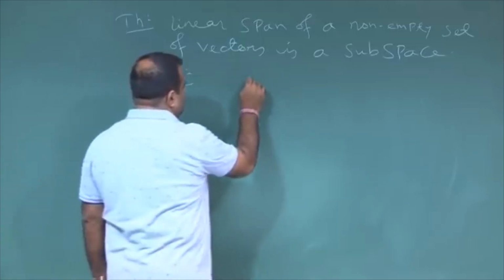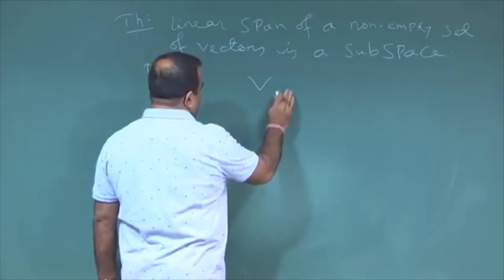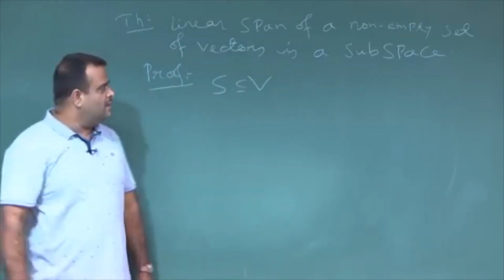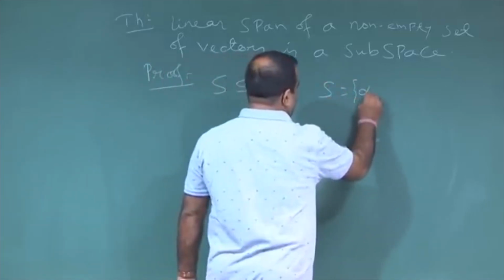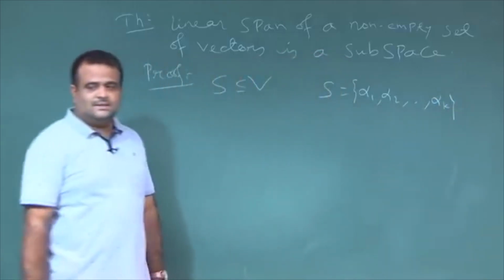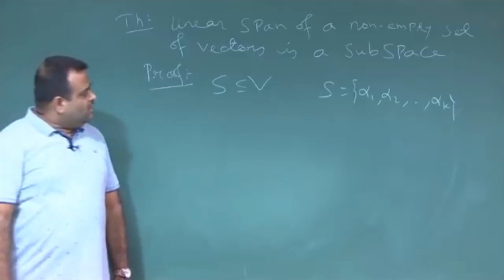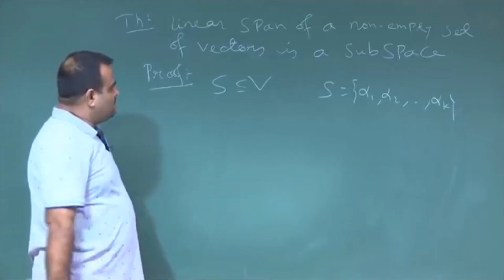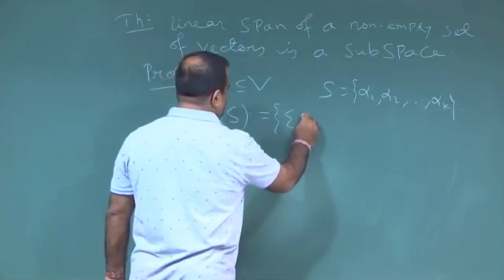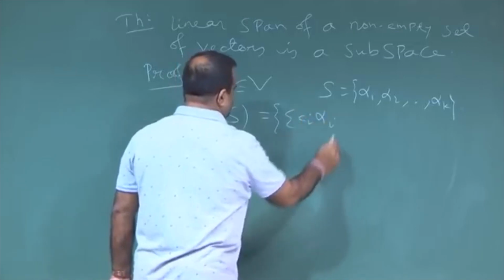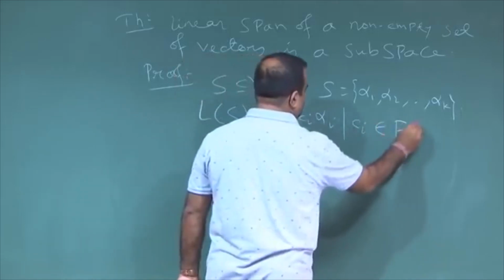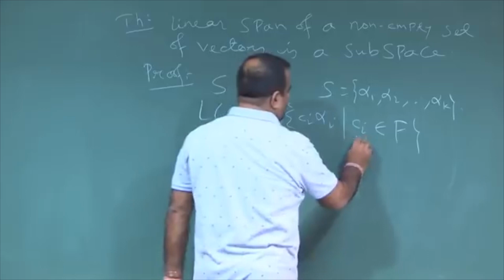So, let V be the vector space, okay, and S is that non-empty subset. So, at least there is one element in S. Suppose S is basically alpha 1, alpha 2, up to alpha k. Suppose there are k elements in S. These are all vectors. Now, L of S is the linear combination of these. So, L of S is basically all possible linear combinations, the summation of C I alpha I, where I is 1 to k and C I are coming from the scalar field F for all I.